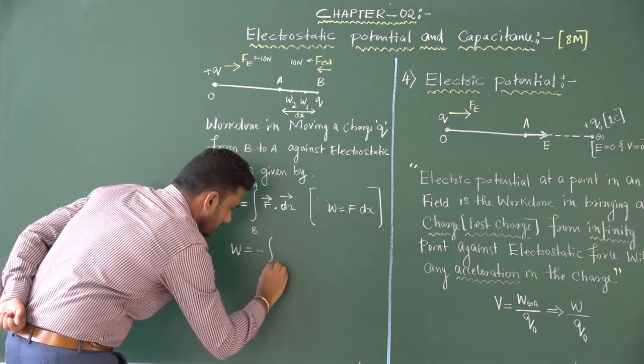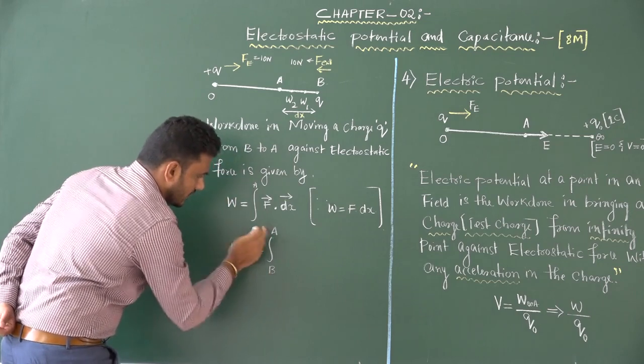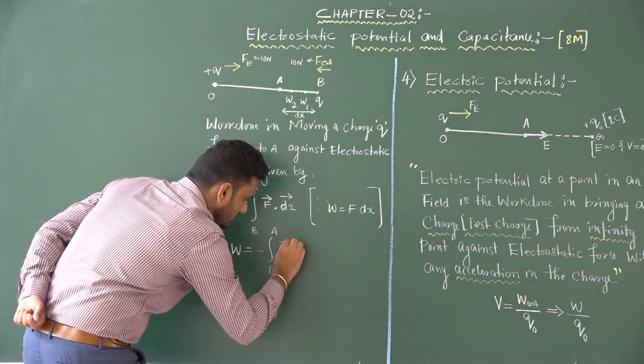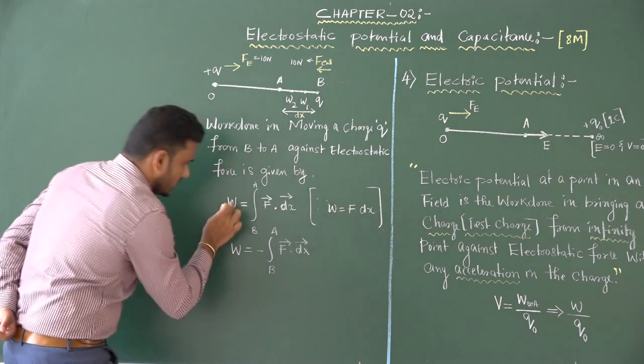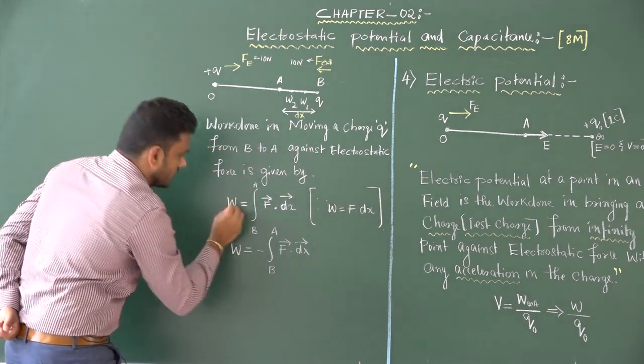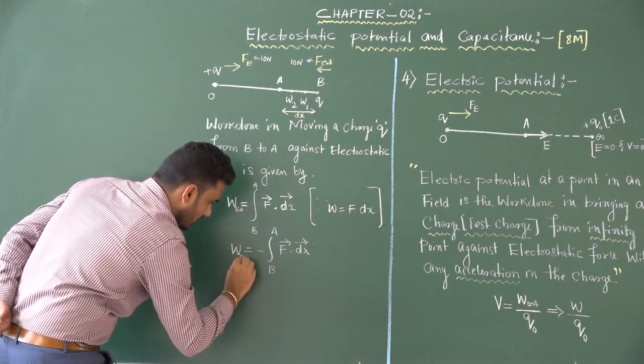minus, from where to where we are moving, B to A, force dot product with displacement. So here we can write the work done, from B to A, like this. Also you can write, we are moving B to A.